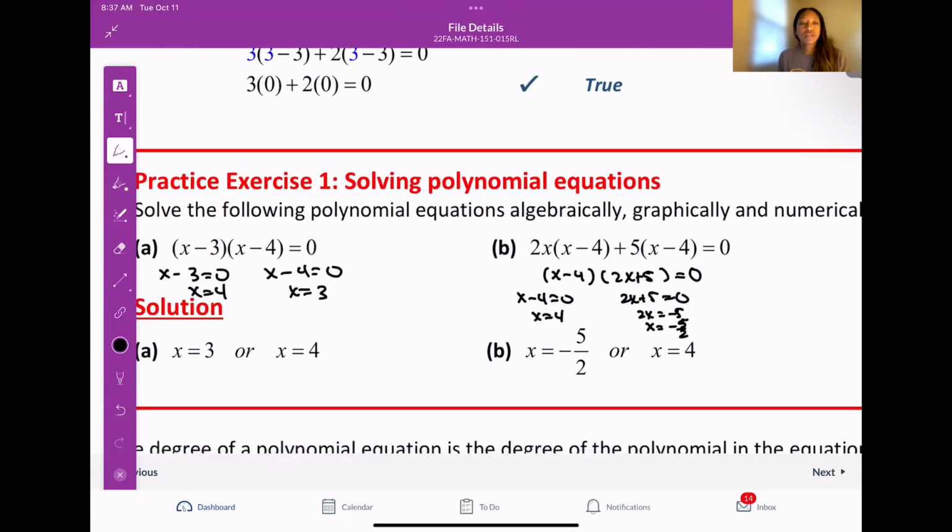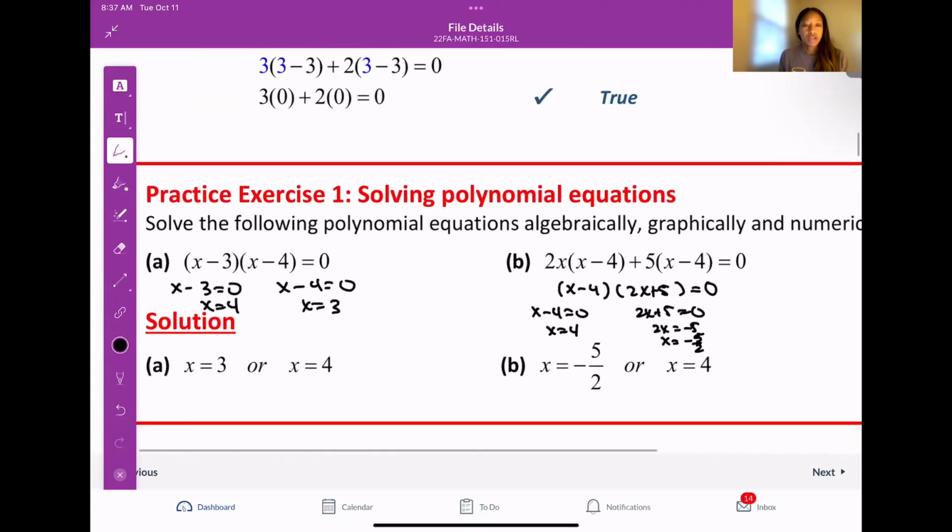Now let's talk about how we can solve these graphically. First, on your graphing calculators, I'll share my screen for them. You have to, under y equals, enter in the left side of the function. So we're going to enter in x minus 3 times x minus 4. And then we're going to use the intercept feature to find the x-intercepts.